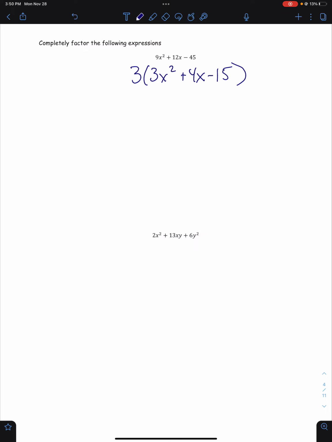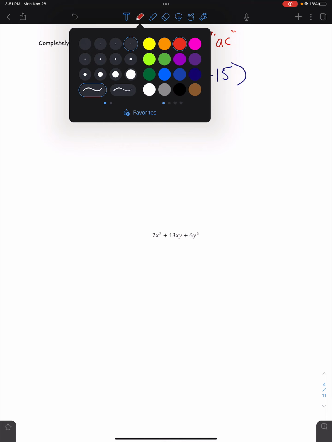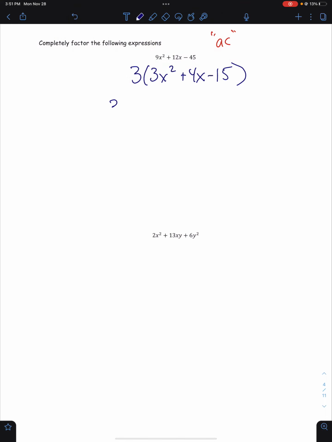And now, okay, we took out a 3. Our lead coefficient is still greater than 1 inside the parentheses. So we're going to have to, again, do the AC method for inside the parentheses. So keep this 3 outside. Be careful. Make sure you keep this 3 outside. It's very easy to mistake. I know that was a mistake I made a lot.